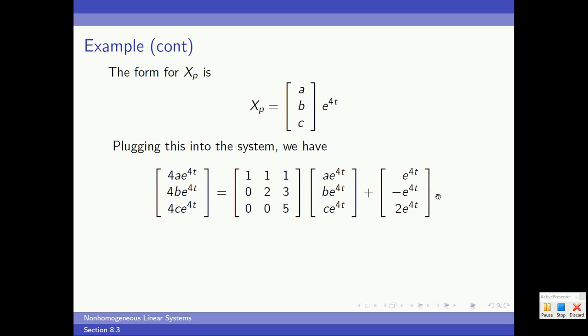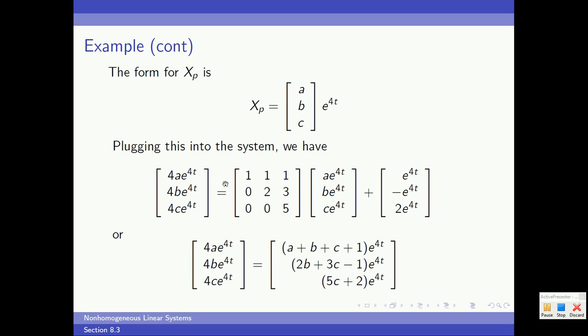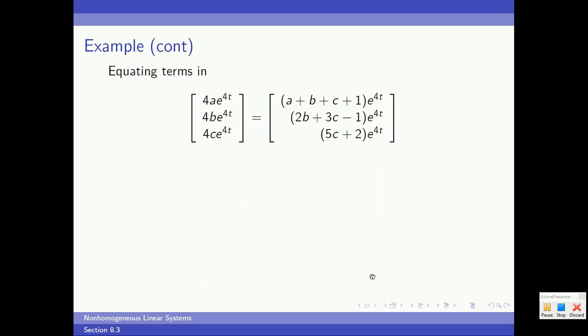So I need to equate all of these, so do the matrix multiplication and add them together. When I do this, I'm going to have a e to the 4t plus b e to the 4t plus c e to the 4t plus e to the 4t all has to be equal to 4a e to the 4t. Similarly, my 4b e to the 4t is equal to my second row times this column, so I get 0 here, 2b e to the 4t plus 3c e to the 4t minus e to the 4t. So this is this equation. I get similarly the same at the bottom.